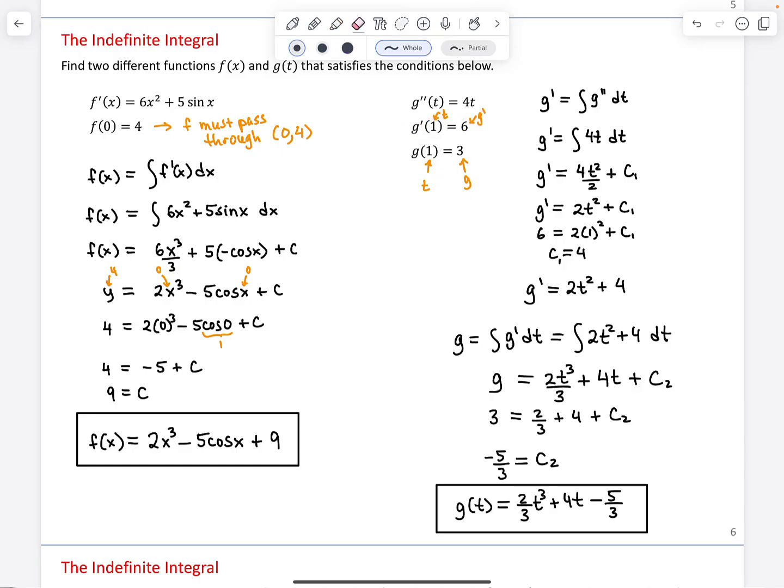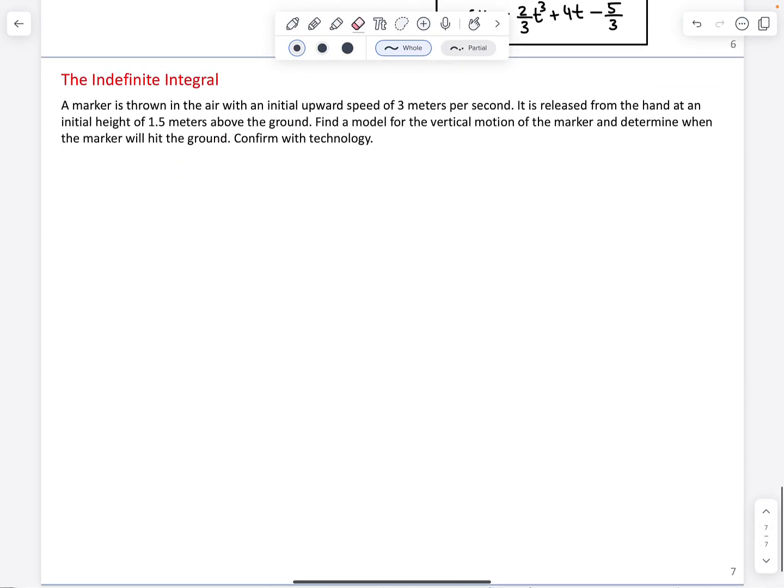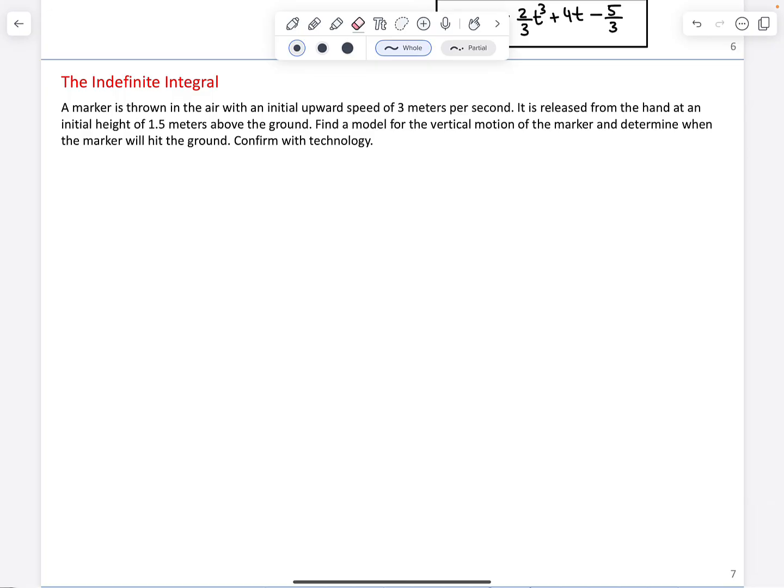All right, and then the last page. Let's do some projectile motion. A marker is thrown in the air with an initial upward speed of 3 meters per second. It is released from the hand at an initial height of 1.5 meters above the ground. Find a model for the vertical motion of the marker and determine when the marker will hit the ground.